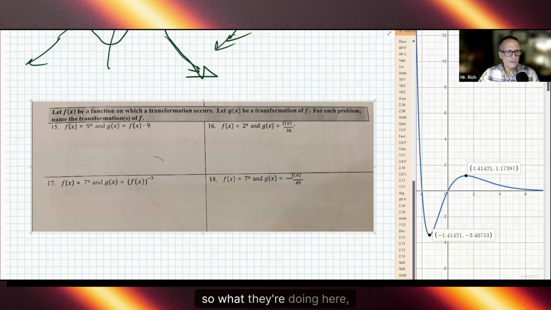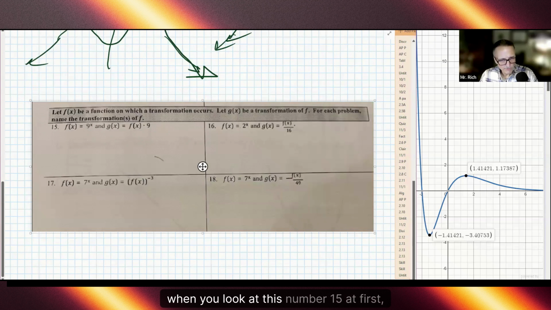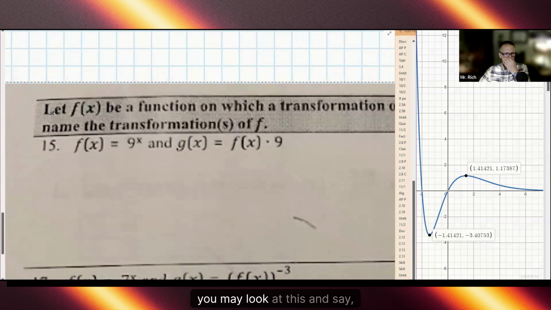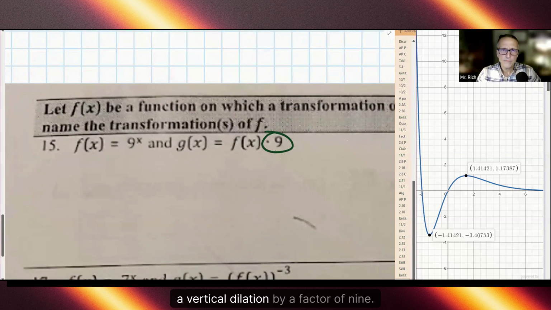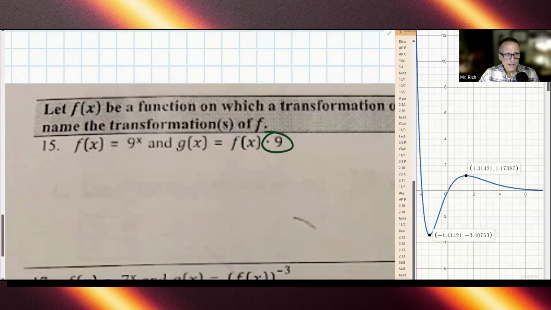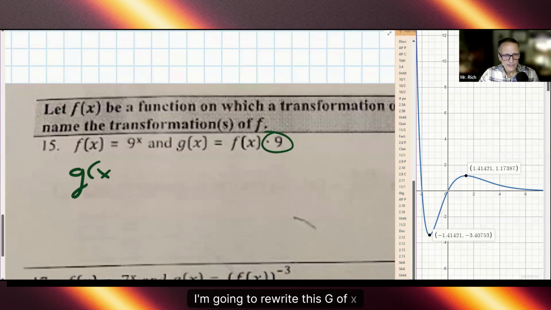Okay, so when you look at this number 15, at first you may look at this and say, well, it looks like this is a vertical stretch by 9 or a vertical dilation by a factor of 9 because you're taking the f of x and you're multiplying it by 9. You would not be wrong if you said it was a vertical dilation by a factor of 9. However, I'm going to rewrite this g of x as 9 to the x because that's what f of x is.